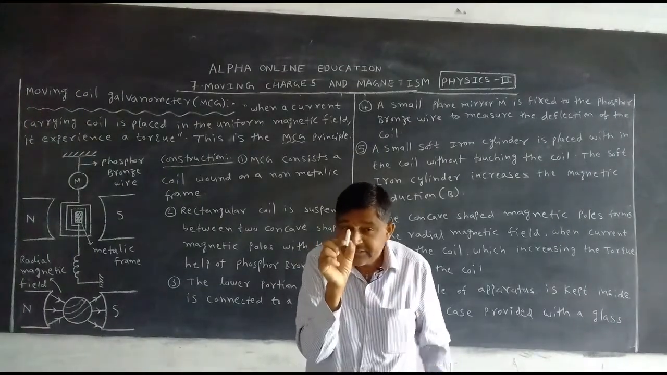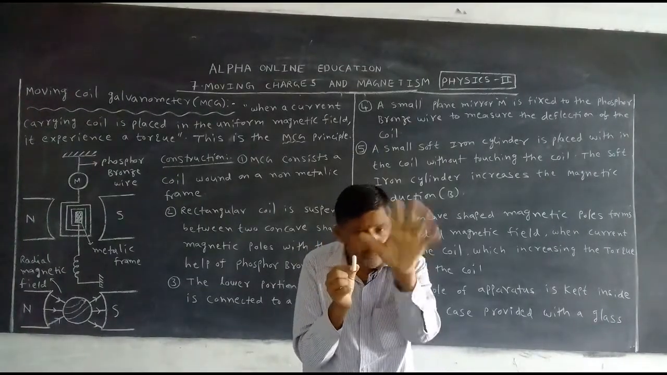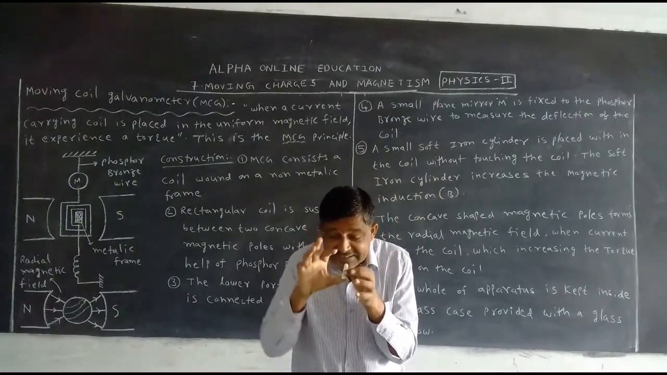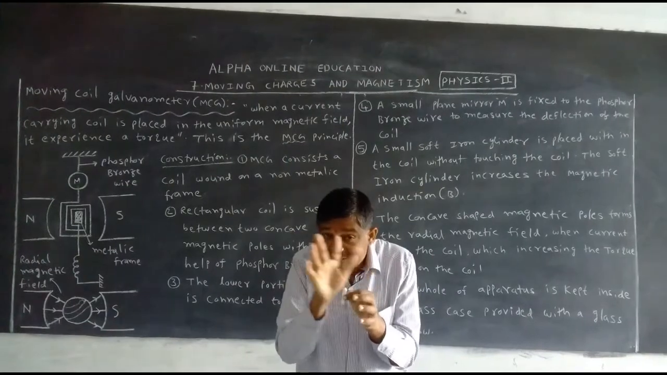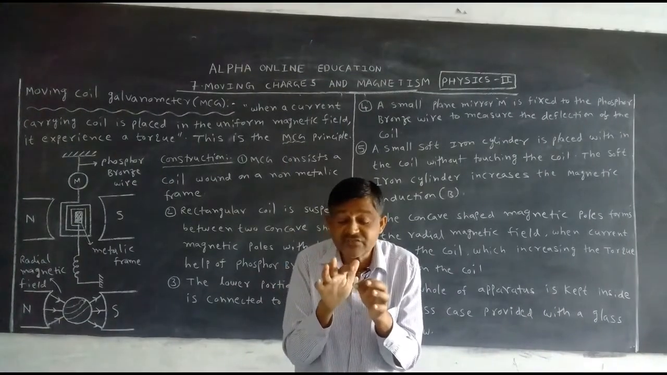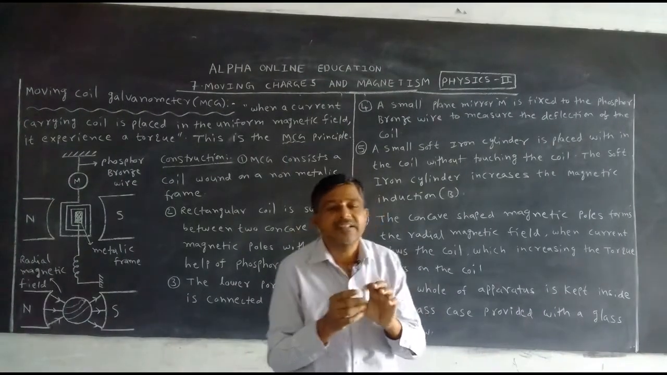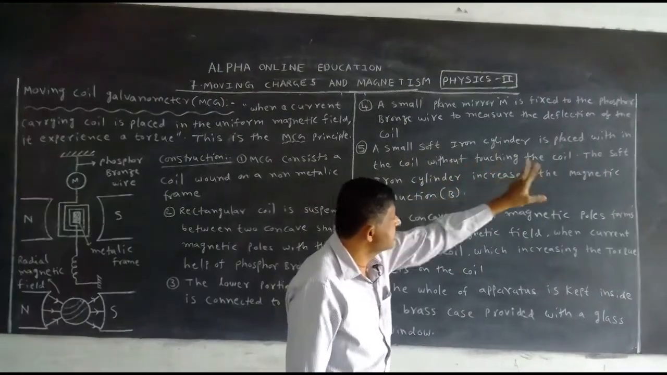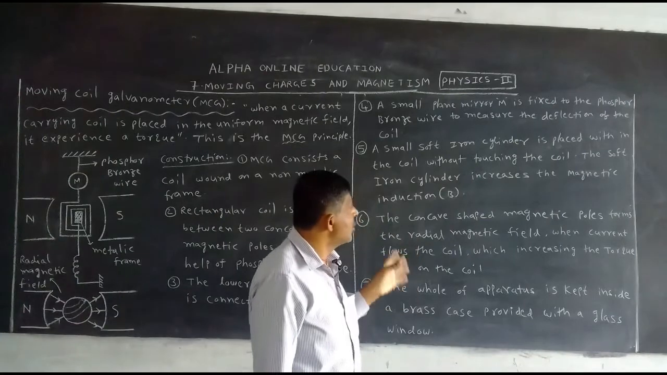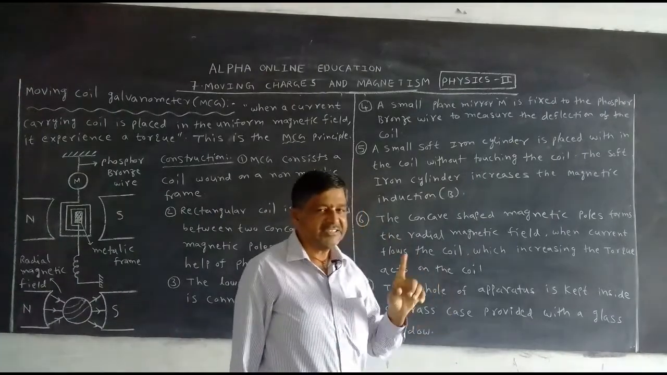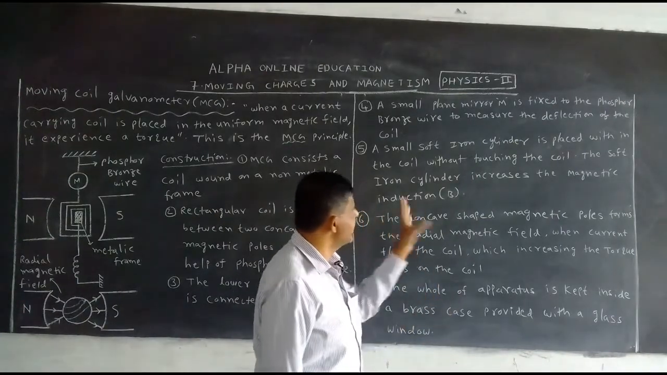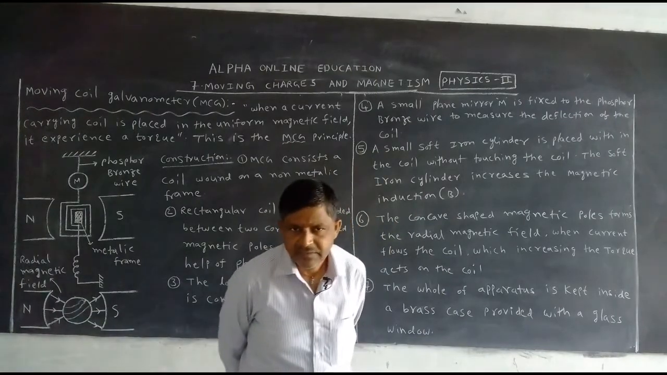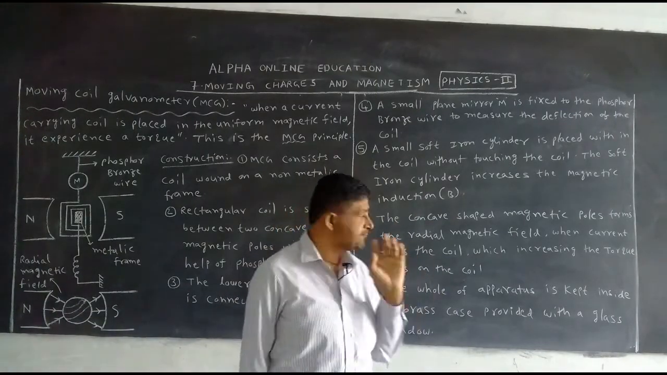That's why this cylinder is touched to the coil? No. Why? This soft iron cylinder is taken inside the non-metallic frame, that's why it is not touched to the coil. That is the fifth point. A small soft iron cylinder is placed within the coil without touching the coil. The soft iron cylinder increases the magnetic induction. Is it clear? Now next one.